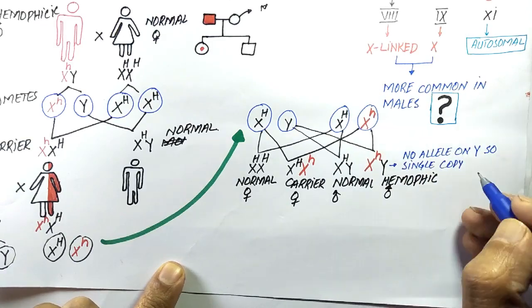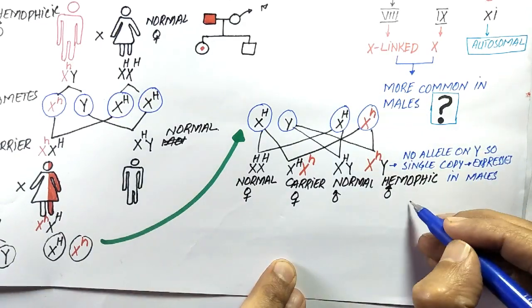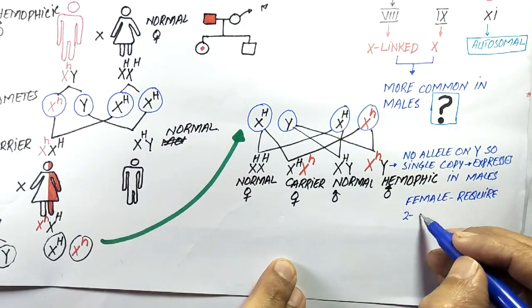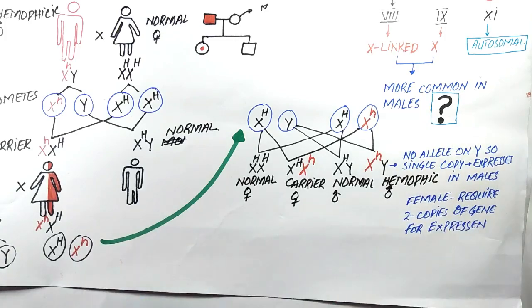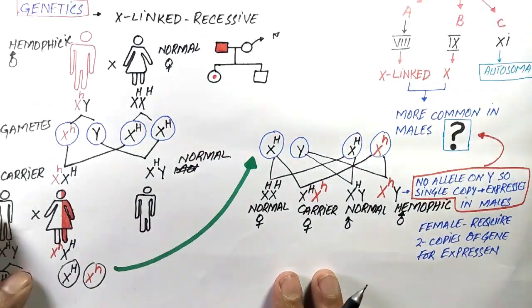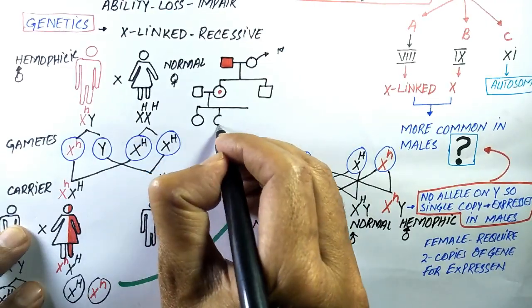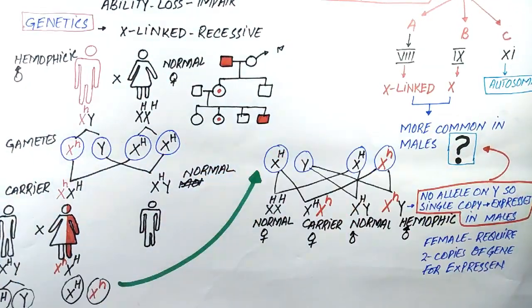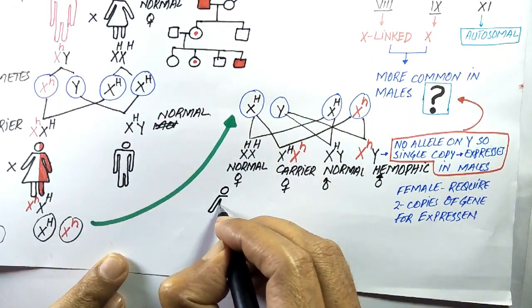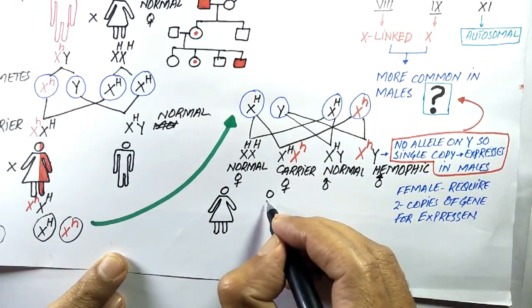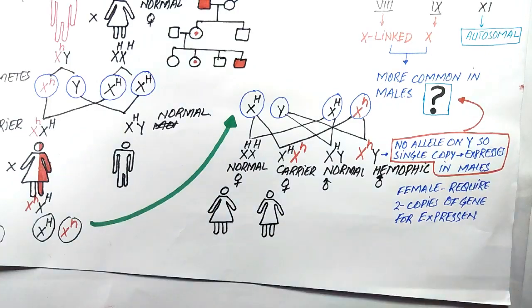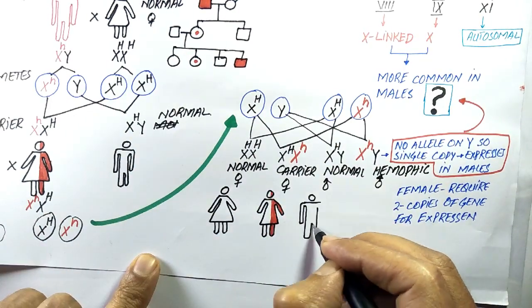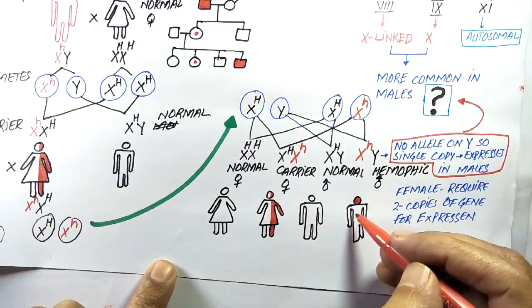on the Y chromosome. That is why hemophilia in males is more common as compared to females, because a single copy of the recessive allele is sufficient to express in males, while females require two copies for the expression of the trait. In the pedigree chart, we represent a hemophilic male with the red square and a female carrier with the circle having the red dot. I hope it will be helpful.